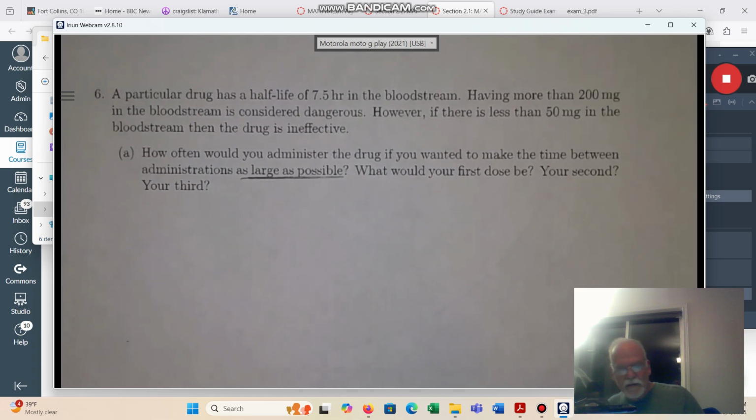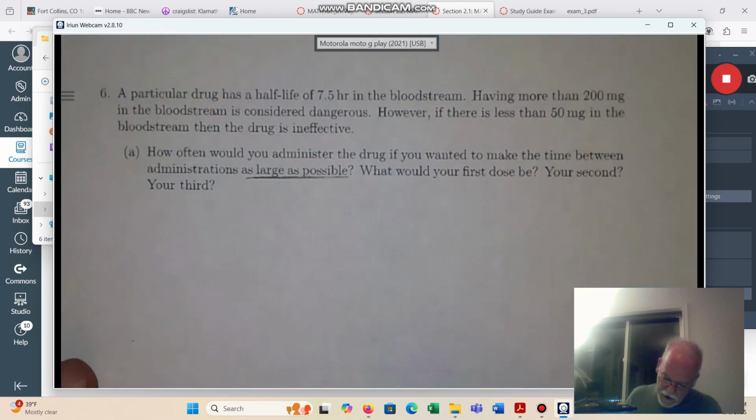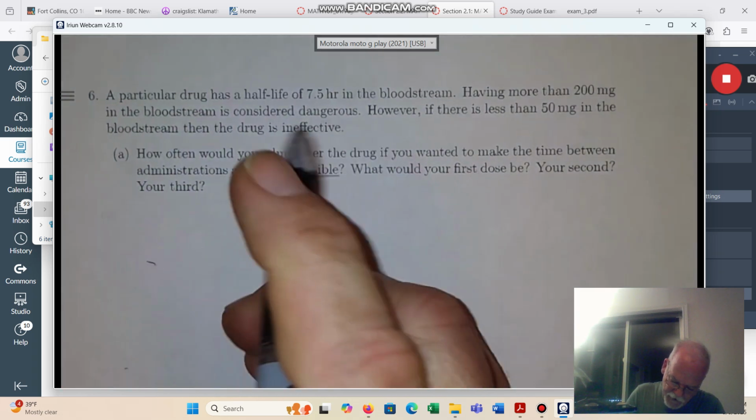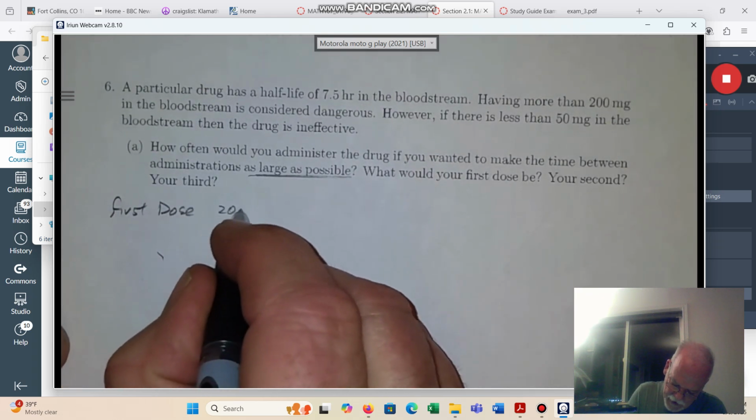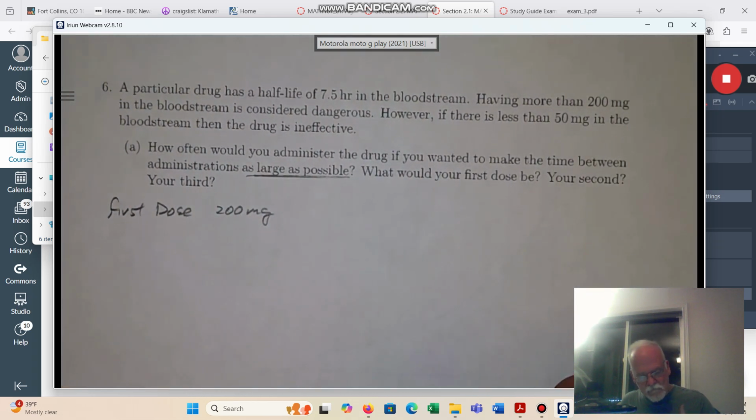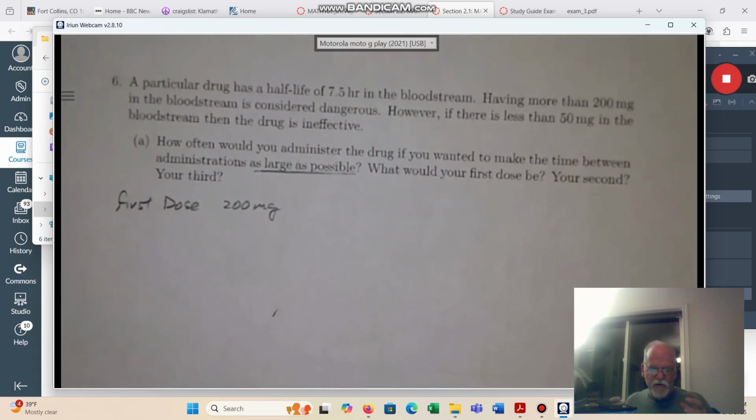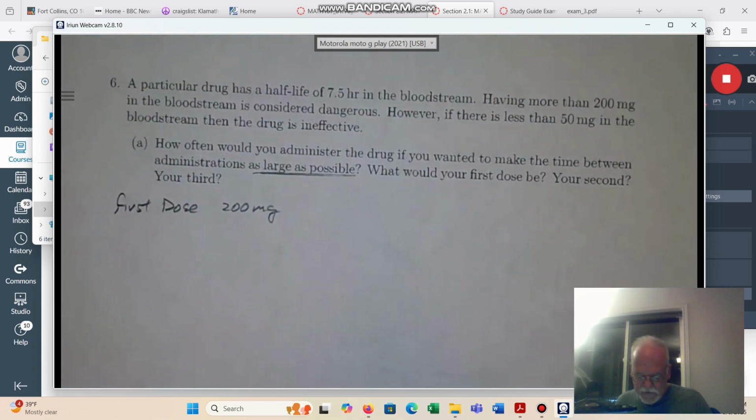And so I'd want the drug to be administered up to that level, 200. So my first dose would be 200 mgs to make as much in the body as I could, because I'm not trying to make it the most safe for the person. I'm trying to make the time between dosages as large as possible. So I'm going to put as much in as I can and then wait till it gets down to 50.